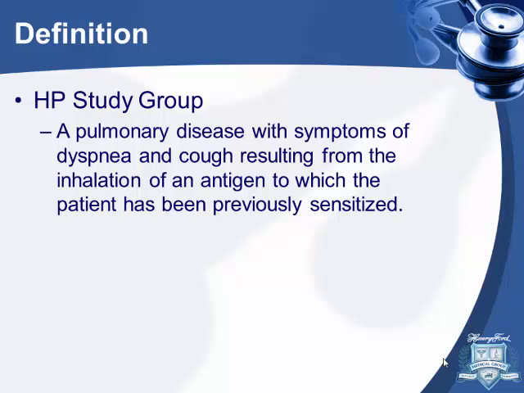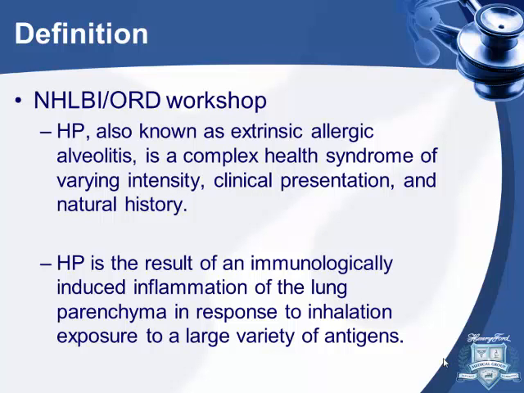So definition. This is a definition made by the HP group. There's a group that devotes their time to studying it. Most of the studies and review articles out there are from this group, and it's basically a pulmonary disease with respiratory symptoms resulting in dyspnea and cough from inhalation of an antigen in a previously sensitized individual. And this is another group that has a lot of publications and review articles out there. It's from the National Heart, Lung, and Blood Institute, and it's almost the same thing: immunologically induced inflammation of the lung parenchyma from inhalation of a known antigen causing HP.